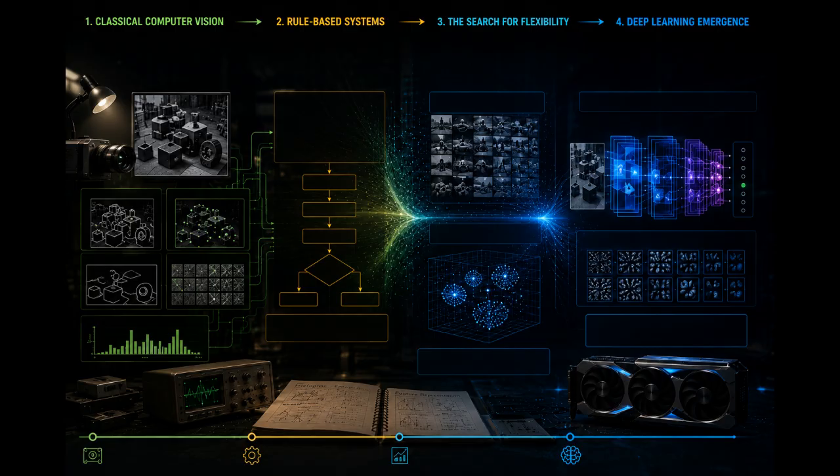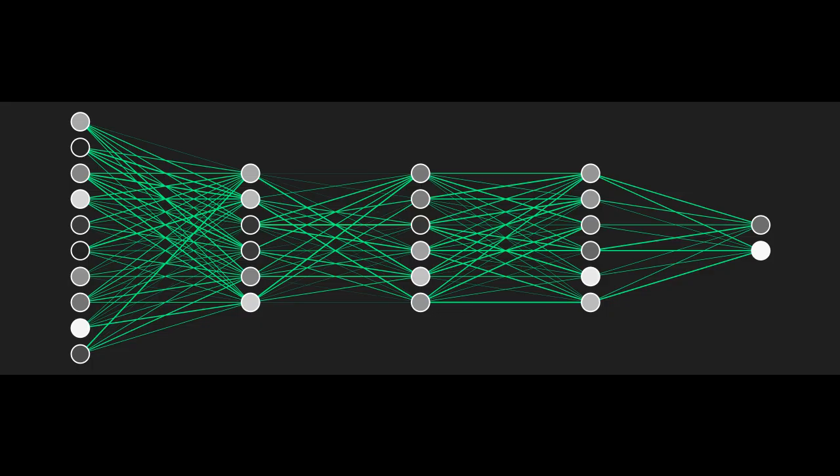However, classical approaches often depended on carefully tuned rules and controlled environments. As visual complexity increased, researchers sought methods capable of learning more flexible representations from data. This transition helped drive the emergence of deep learning and convolutional neural networks.